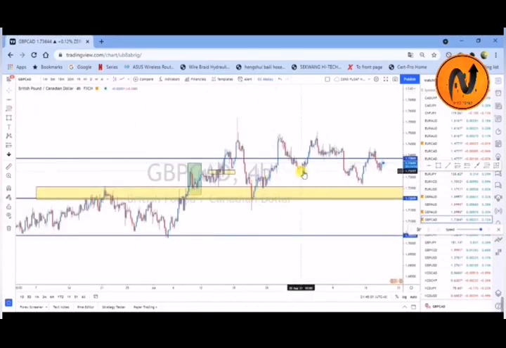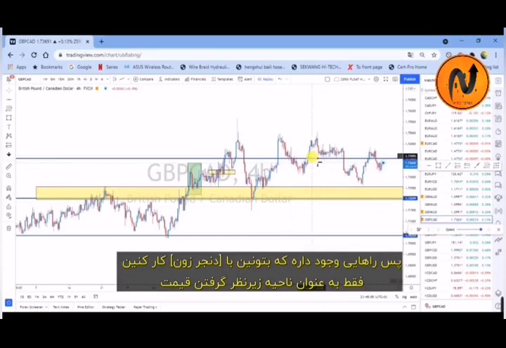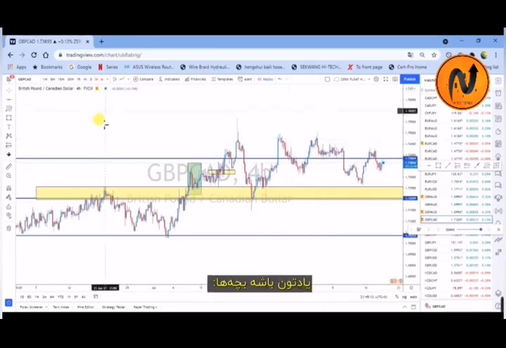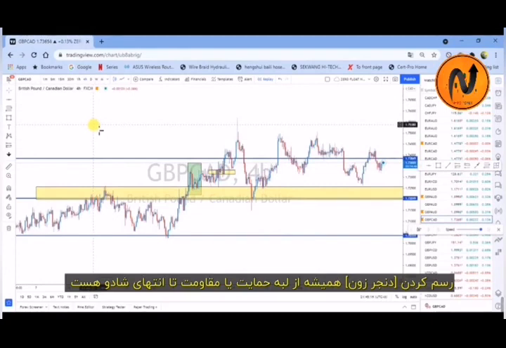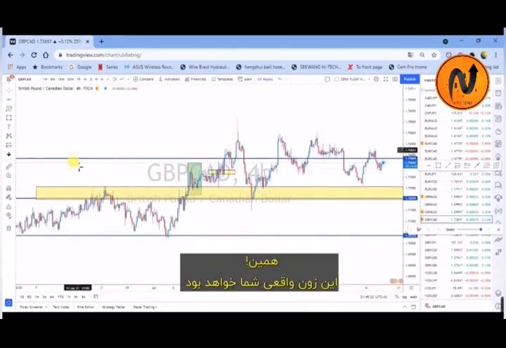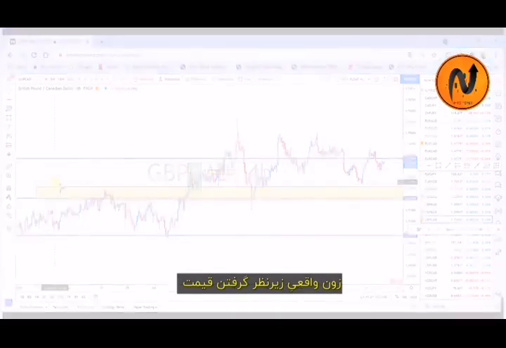Okay guys, so there are a few ways you can do it. Just as a monitoring zone, just monitor. Remember guys, the marking is always from the edge of the support or the resistance up to the shadow or the wick. That's it. That will be your real zone, your real monitoring zone.